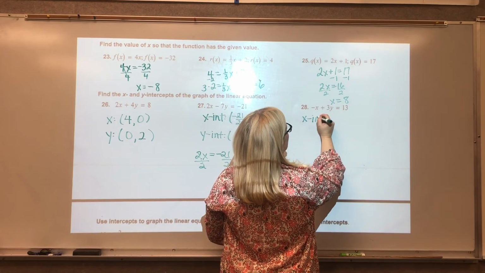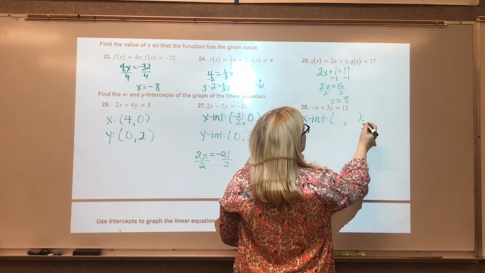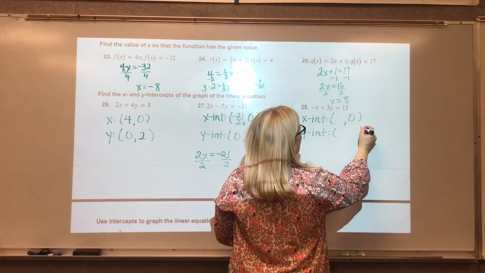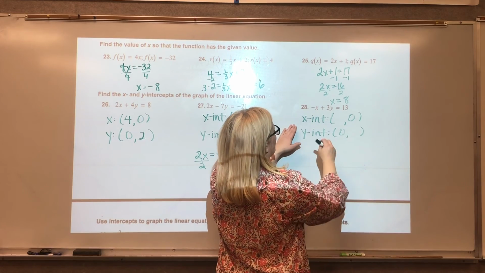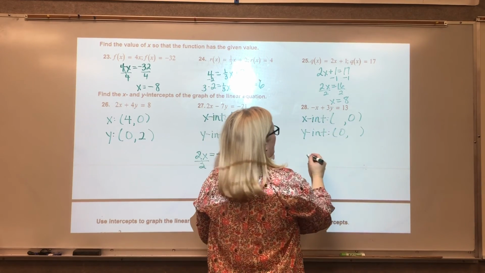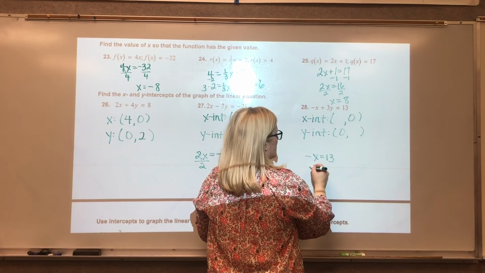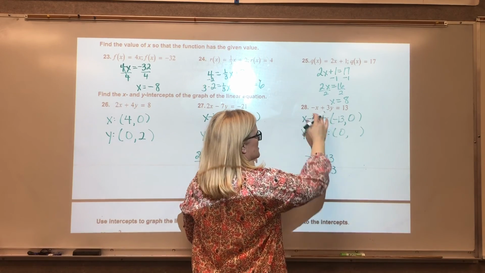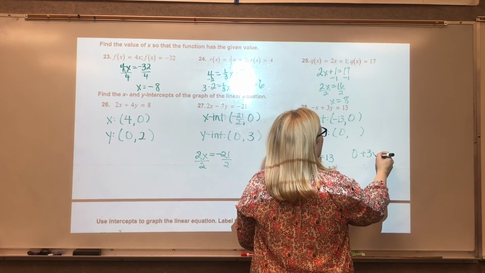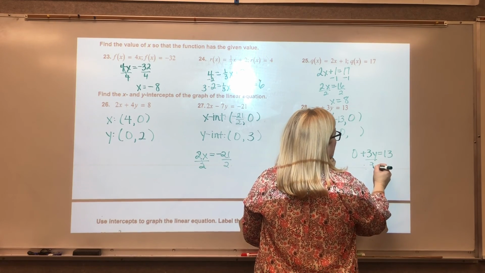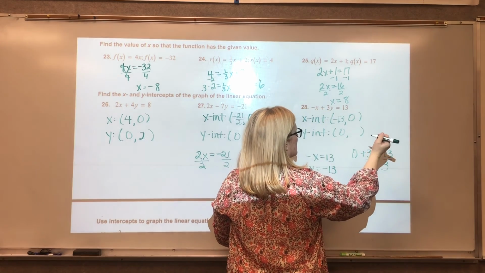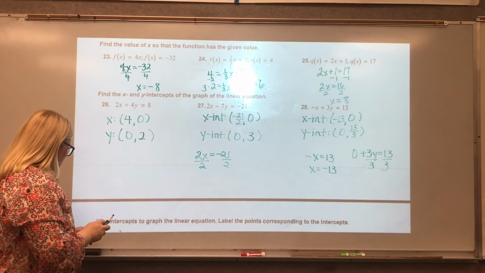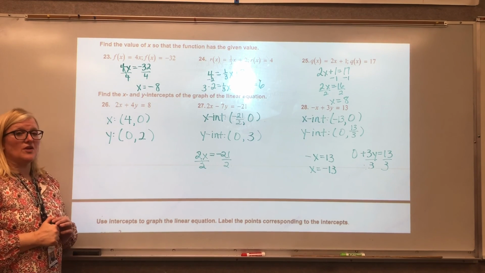Okay, so x-intercept here, again, I plug in 0 for y. My y-intercept, I plug in 0 for x. So when y is 0, I have negative x equals 13. So x equals negative 13. Okay, and when x is 0, I have 0 plus 3y equals 13. Divide both sides by 3, and I get 13 thirds. Okay, so that is how you do those, and I will continue in the next video.